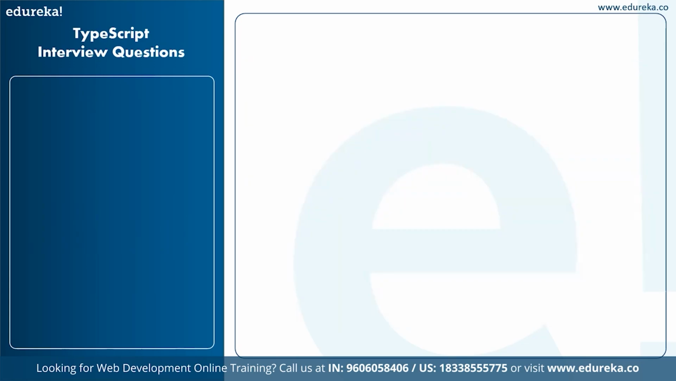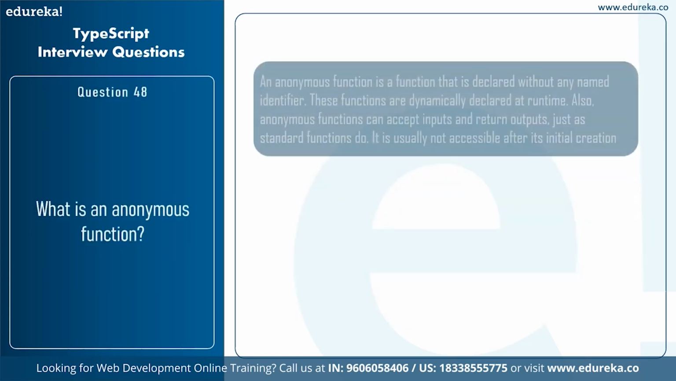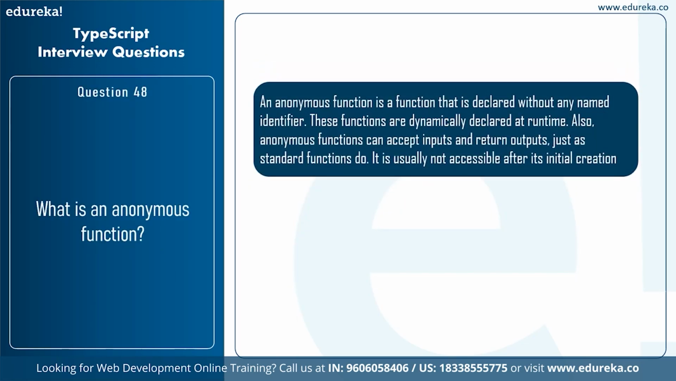Moving on to the next question, what is an anonymous function? An anonymous function is a function that is declared without any named identifier. These functions are dynamically declared at runtime. Also, anonymous functions can accept inputs and return outputs just as standard functions do. It is usually not accessible after its initial creation.